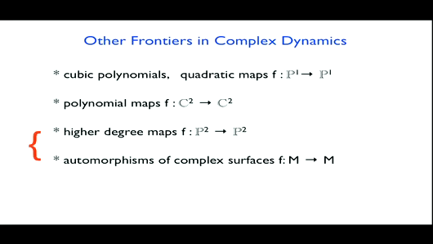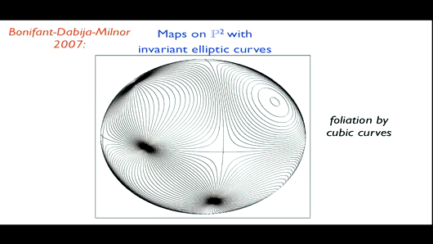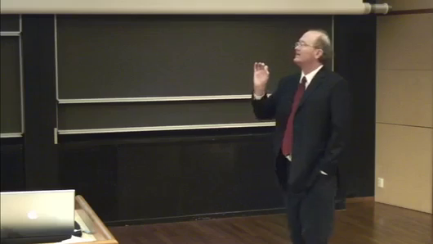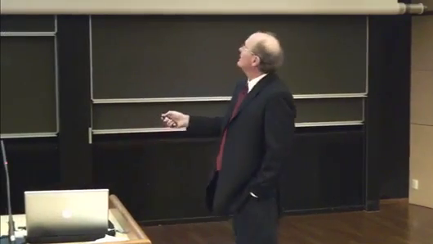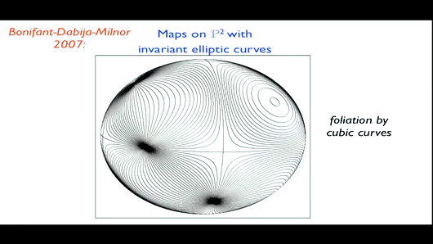So here's a beautiful work by Bonifant, Dabija, and Milnor from 2007. They study a dynamical system on the projective plane. All of these elegant illustrations are taken from their paper. And again, this is a dynamical system that has a very succinct description from an algebraic point of view. So it works in the following way. The sphere can be filled out by cubic curves. A cubic curve has the property that it meets a typical line in 3 points.